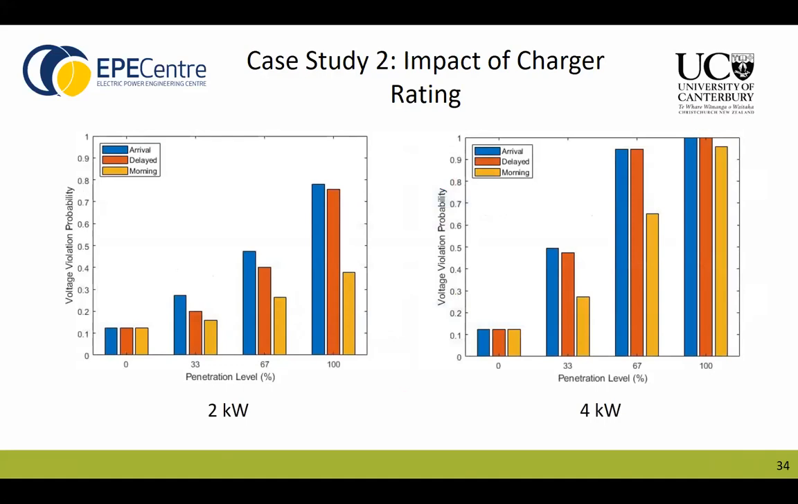Again, the graphs here show the probability of 1 or more voltage violations over the course of the week. The figure to the left is what we've seen previously, and the figure to the right here is the same information, but now for the EV fleet using the 4 kilowatt charger. We can see that with the 4 kilowatt charger, the voltage violation probability is higher across all charging strategies. Unlike with the 2 kilowatt charger, with the 4 kilowatt charger, the delayed charging strategy does not provide an improvement in performance at the higher penetration levels. This is due to that loss in diversity that we discussed previously.